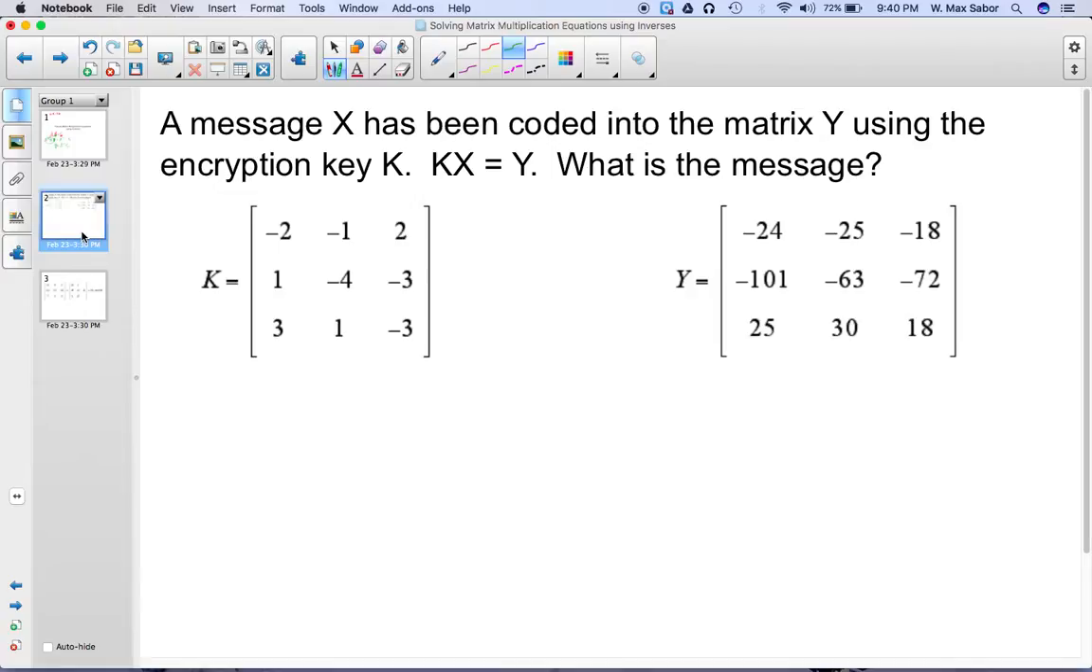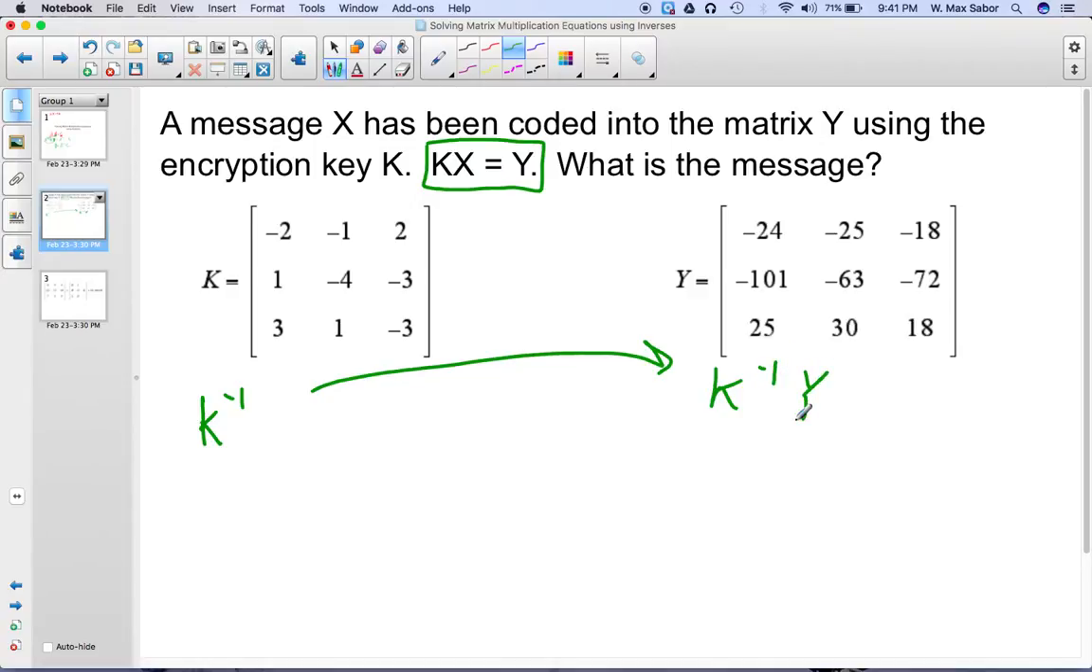A message X has been coded into the matrix Y using the encryption key K. So KX equals Y. What is the message? The strategy here is we have this equation, and we're going to want to take K inverse first, and then multiply K inverse times Y, and that will give us what X is.